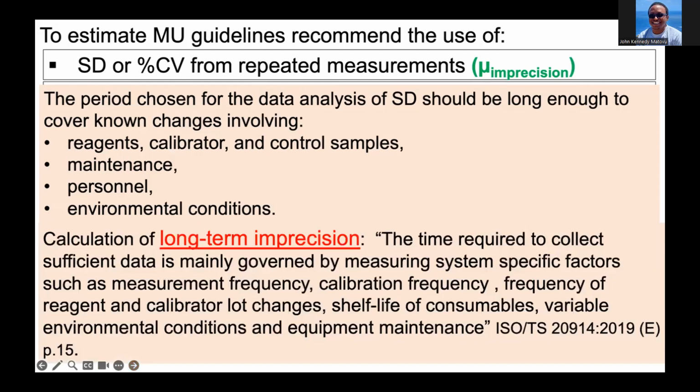So when it comes to the calculation of your long-term imprecision, the time required to collect sufficient data is governed by your measuring system and those specific factors that we've talked about. Things like the frequency that you do your calibrations, or the frequency you change your reagents or your lot numbers, and the shelf life of your consumables. All of these will go into measuring that imprecision.